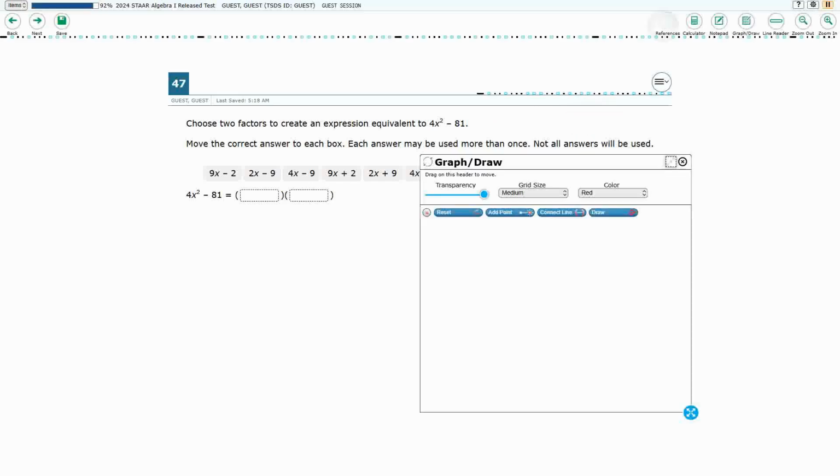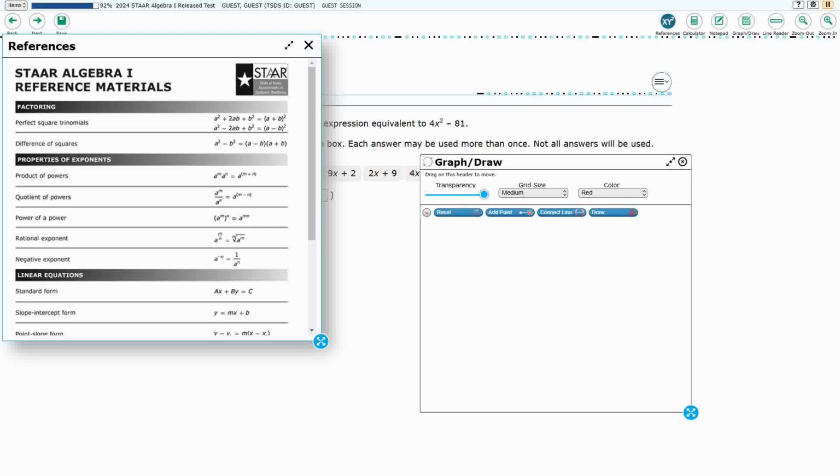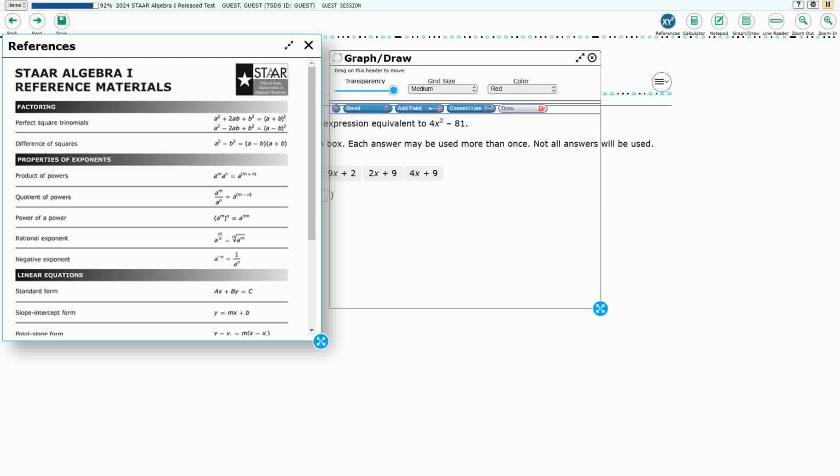But let's see, because that is actually on our reference materials here, right? We see it right at the very top. We see the factoring, and we see the two options there. We've got, and I'll write them down, the perfect square trinomials, and then we've got the difference of squares. And really what I'm looking at is they're giving us the difference of squares. So that says a squared minus b squared equals a minus b, and then a plus b. So they're going to give it to us in that form.